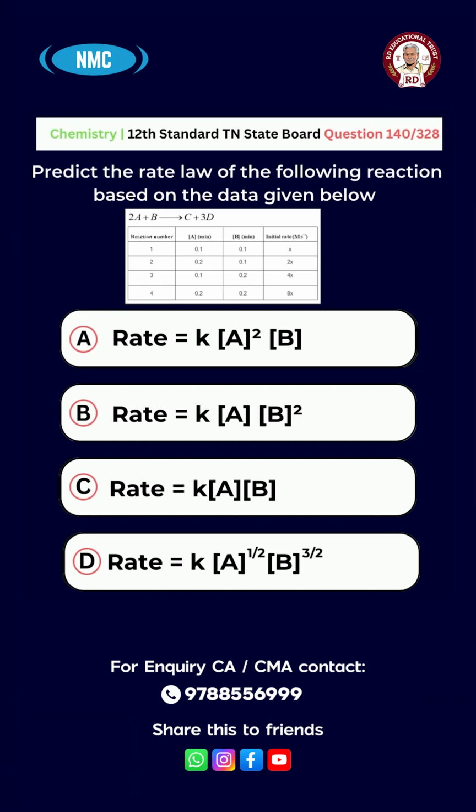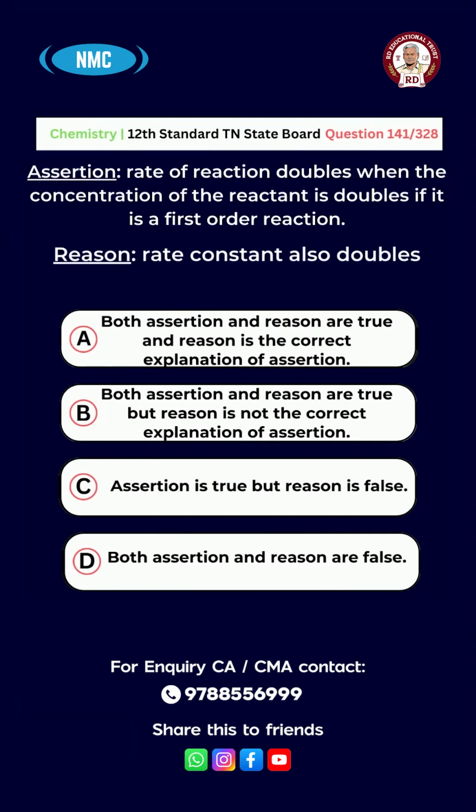Option A, rate equal to K into A square B. Option B, rate equal to K into A into B square. Option C, rate equal to K into A into B. Option D, rate equal to K into A power 1 by 2 B power 3 by 2. The correct option is rate equal to K into A into B square.